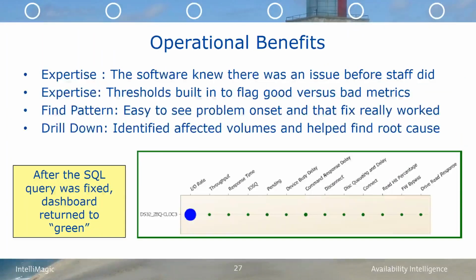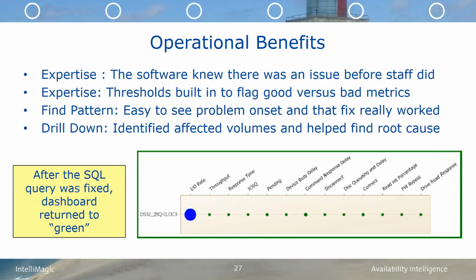So what does this all mean? What were the benefits that were derived from doing this analysis? It did take some time to fix the query. It had to get through change control, but after the fix, we did get things back down to normal. So what are the benefits? The software flagged the issue before the staff even knew what was going on. So it was proactive.